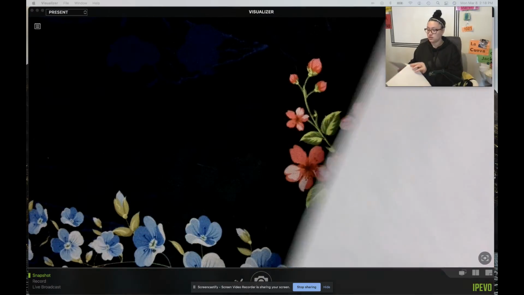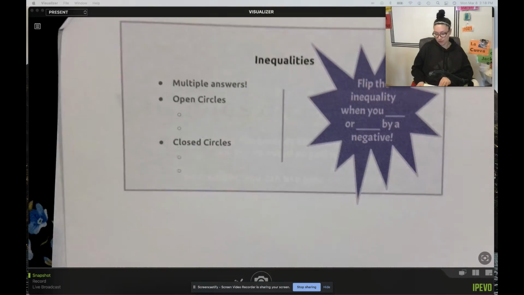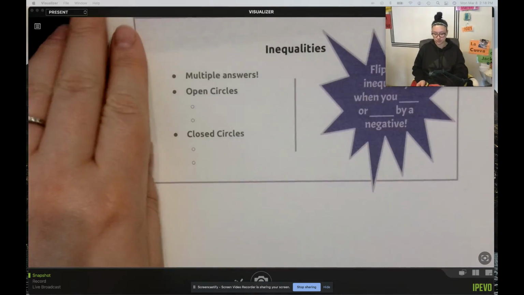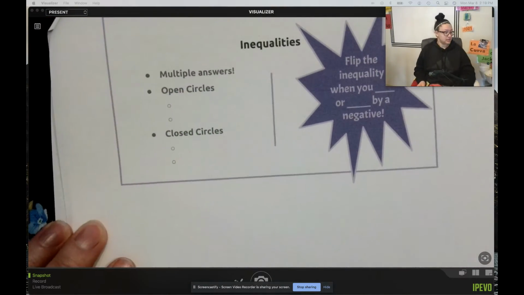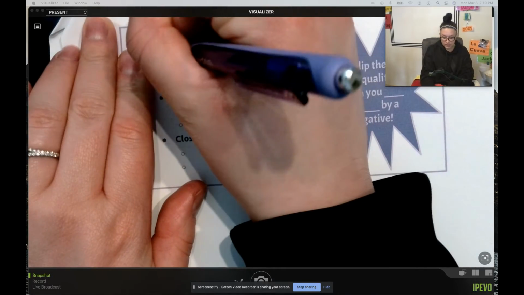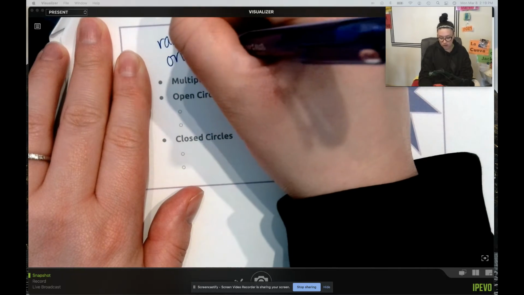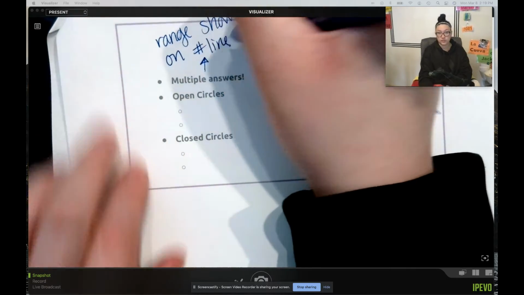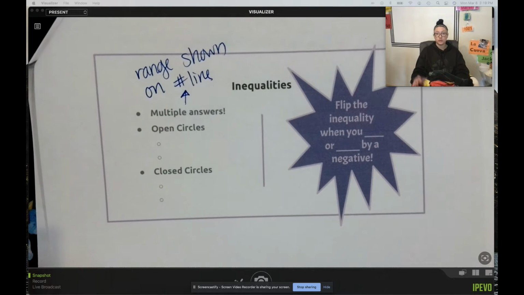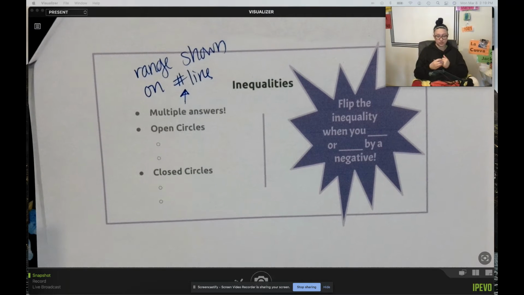To review again, those little differences that we see when we have inequalities that we don't have when we have equations. So, reminder, when we have inequalities, we have multiple answers. We see that range shown on the number line. After we solve these problems, we do our open or our closed circle and then shade to the left or to the right, depending on what those numbers are for the answer.